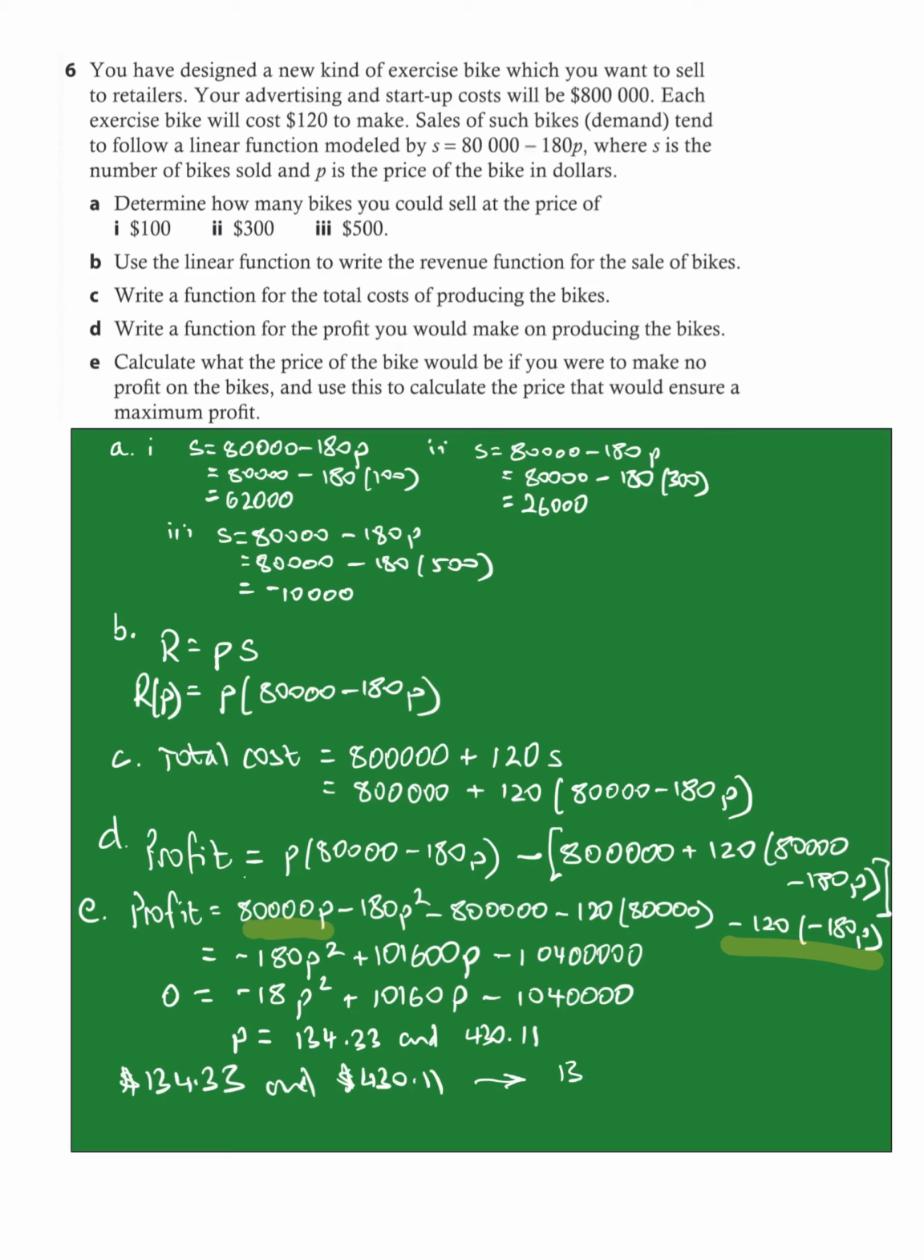So we got 134.33 plus 430.11 divided by 2, and that equals $282.22. And that's the price that you'd maximize the profits.